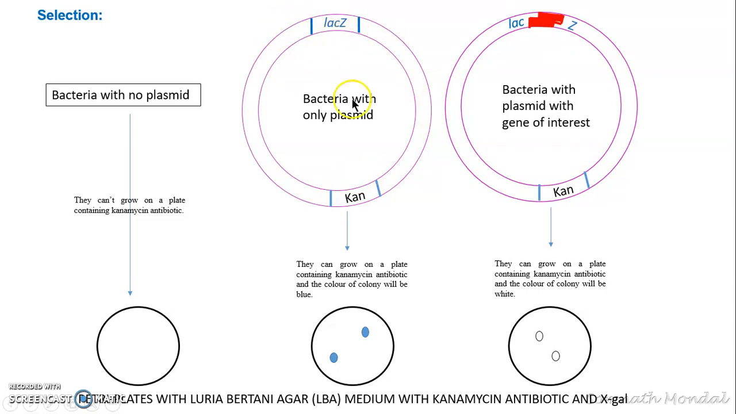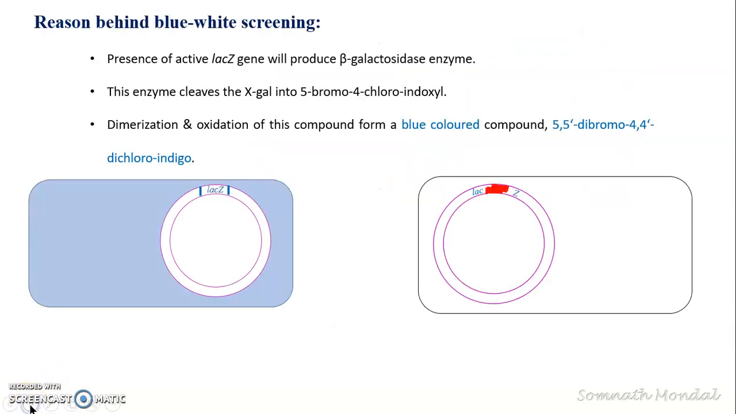Now, this LAC-Z gene will determine whether that plasmid has the gene of interest or not. If there is no gene of interest, the bacterial colony will be blue, and if there is a gene of interest, it will be white. Now, why is it so? The reason is that LAC-Z will produce the beta-galactosidase enzyme in its active form, and this enzyme will cleave the substrate X-gal into 5-bromo-4-chloroindoxyl, and dimerization and oxidation of this compound will lead to the formation of a blue colored compound.